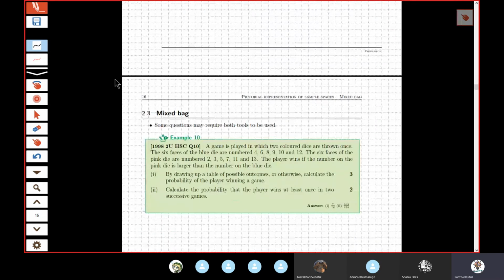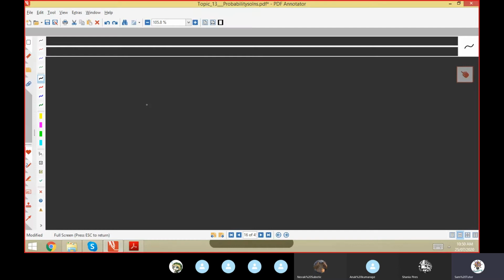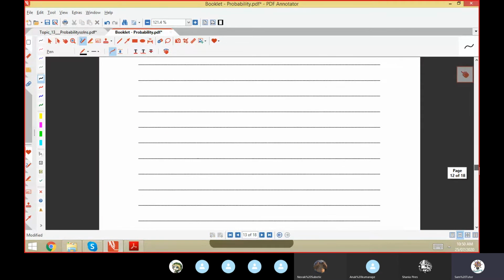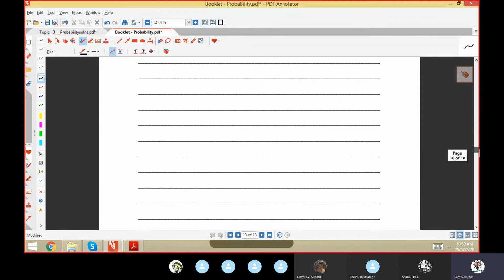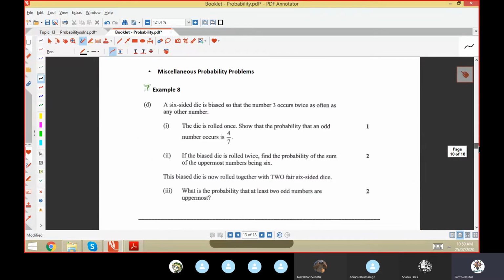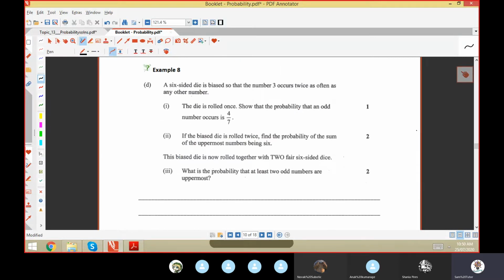Mixed bag. So what we might do. So mixed bag is just, both tools to be used. What I might do, just before we get started on this, just to make sure, I'll go back to this booklet and do a few more exam questions on those ones. Make sure you guys are okay. All right, try that one.